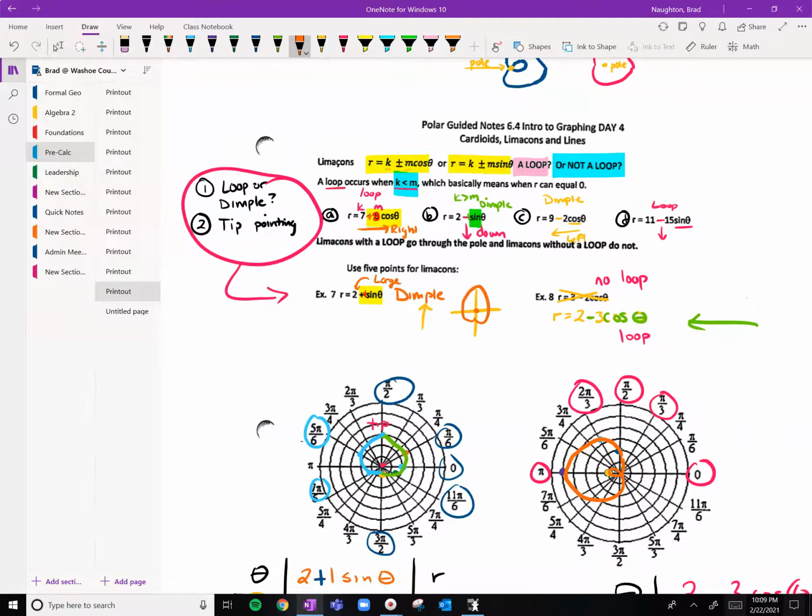All right, so I'm going to show you something cool on the next page. You don't have to watch it. It's just kind of cool.